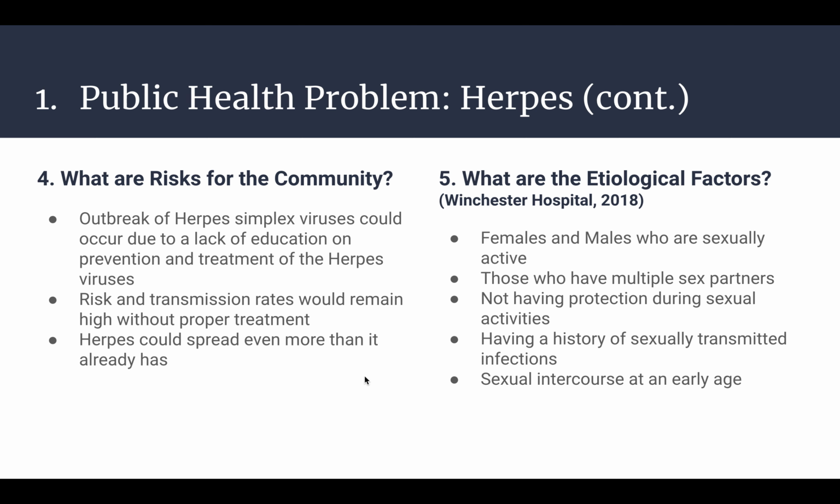The article was made in 2018. Females and males who are sexually active, so anyone engaging in sexual intercourse, anal sex, vaginal sex, any of those. People with multiple sexual partners, just because people don't get tested all the time, and when you're having more sexual activity with multiple people, there is a higher chance of getting herpes or other STDs. Not having protection during sexual activities, this is the main one. Many people don't use a condom or dental dams, which has a big effect. Also having a history of sexually transmitted infections. Sexual intercourse at an early age also contributes to herpes.